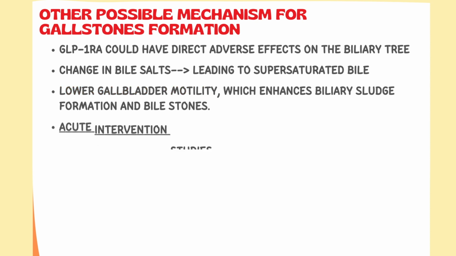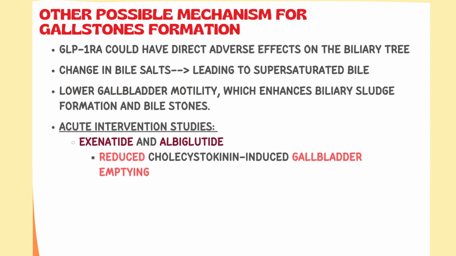In 2 intervention studies, there was a drug called exenatide and albiglutide. These are both GLP-1 receptor agonists. They had an effect that they reduce cholecystokinin-induced gallbladder emptying, so the contents stayed longer in the gallbladder, which may be a cause for the bile stone formation.